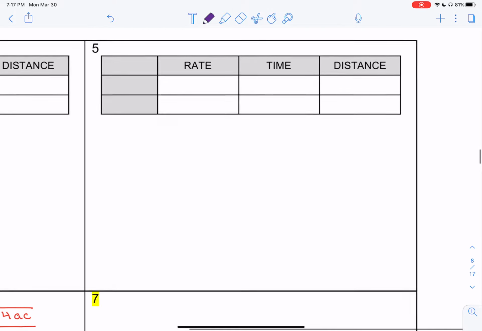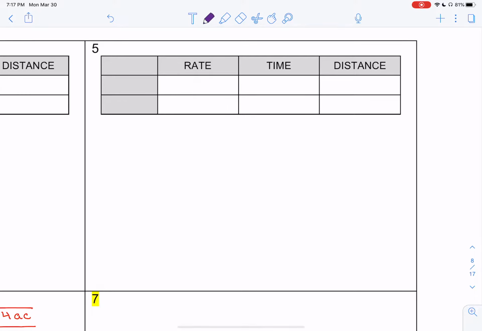Okay, so number 5 is the type of question that I have had a couple questions from some students. It is about the downstream and upstream chart. So we have: Didia could row 60 miles downstream in 4 hours, but required 8 hours to row 72 miles upstream. What was her speed in still water? What was the speed of the current?